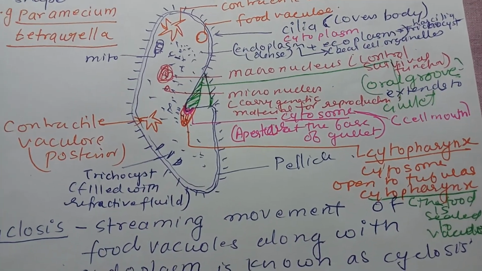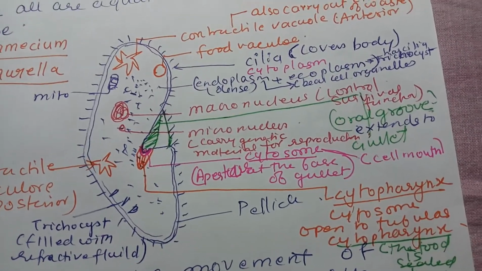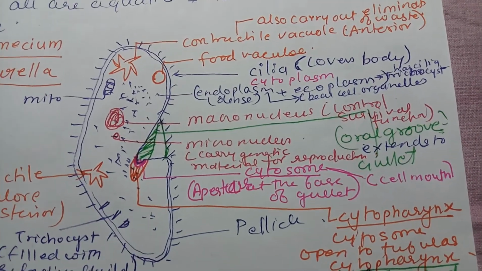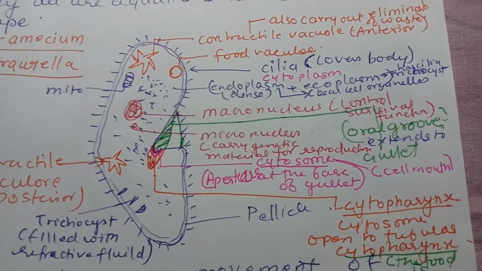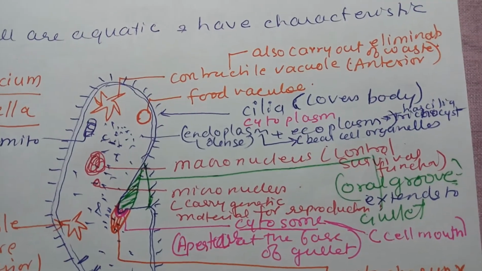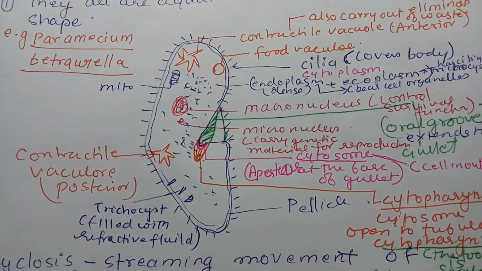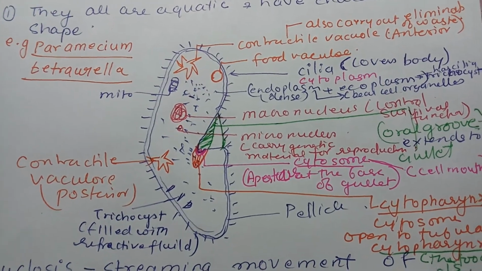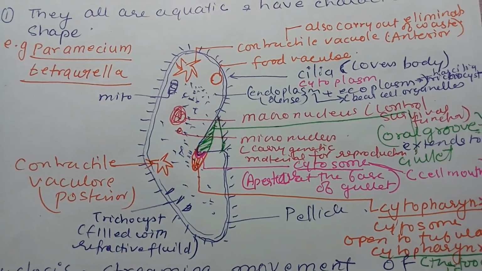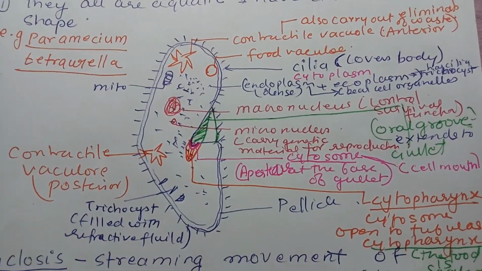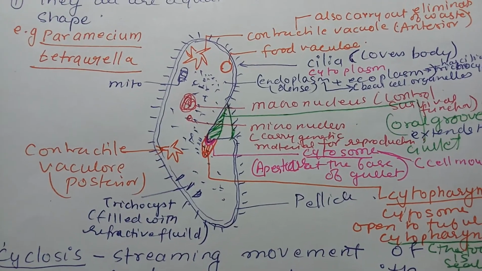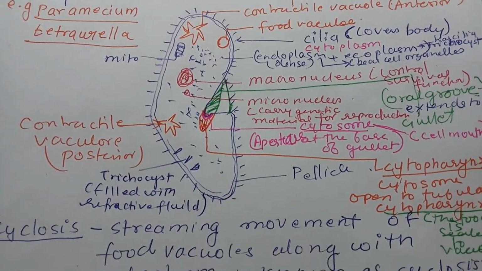And if you look at the cytoplasm, it is divided into two different parts, ectoplasm and endoplasm. Endoplasm is actually the dense portion where all the cell organelles are present. Ectoplasm is the less dense portion which is located outwardly, and it consists of cilia and trichocysts.